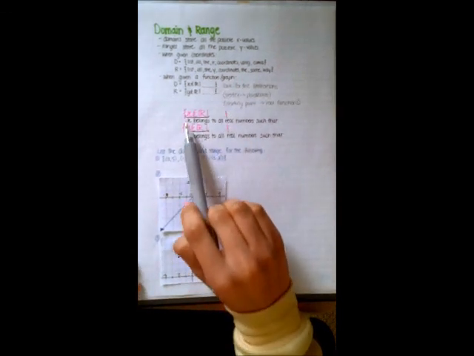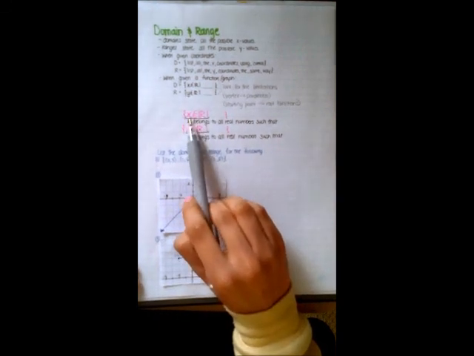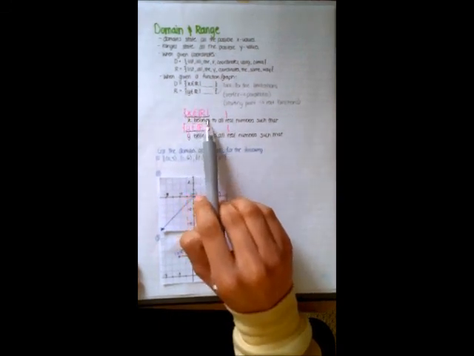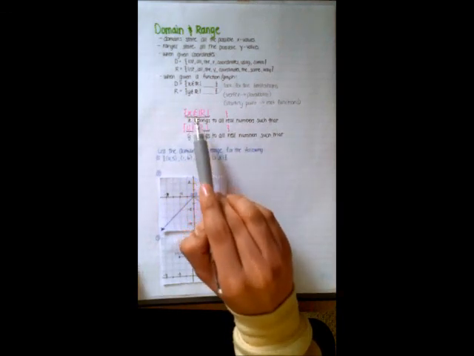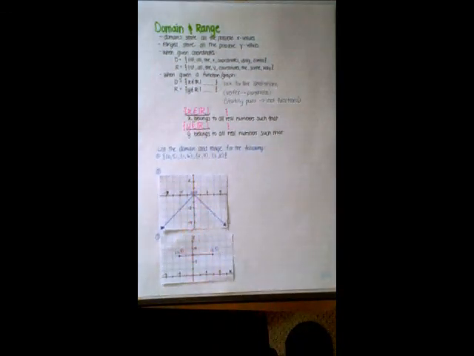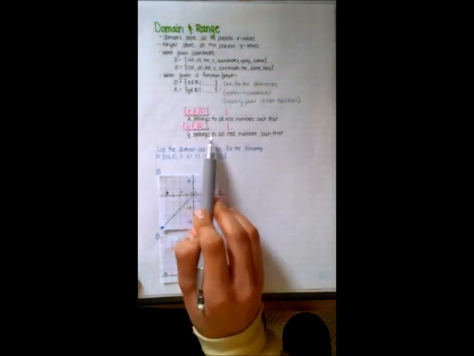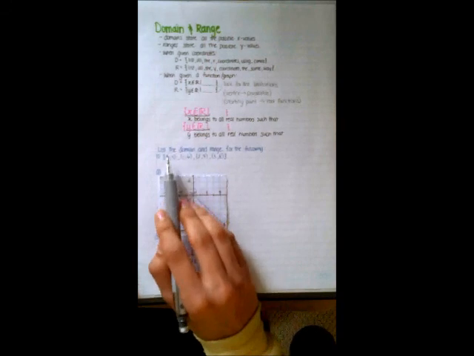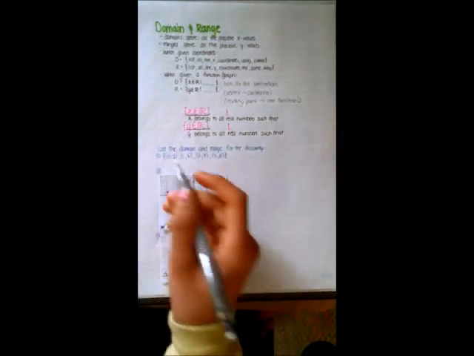So over here, I'm going to go in more detail about what this means. So this basically says that x belongs to all real numbers such that, so x is an example of real numbers, so it's going to be like the decimals, and the same thing with the y belongs to all real numbers such that. So I'm going to continue on by doing the domain and range for the following.